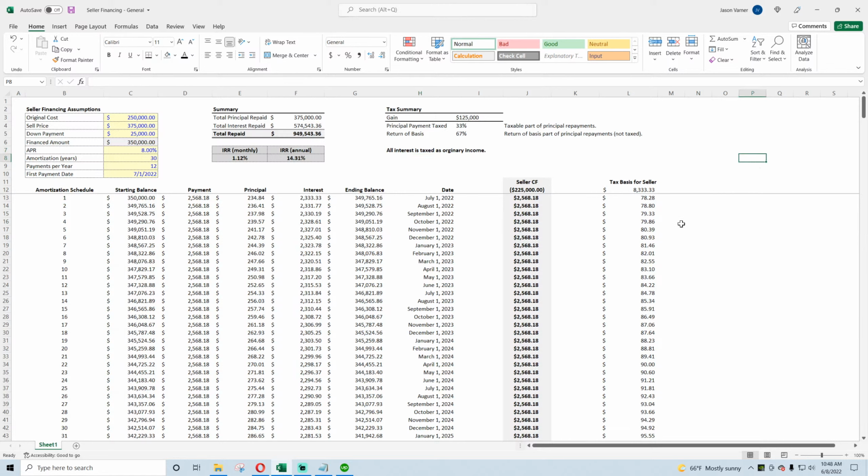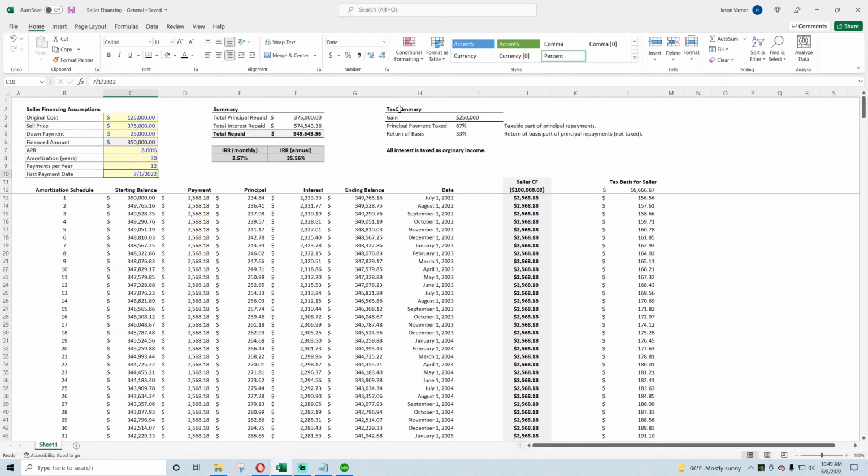All right. This is great. This is a great tool to use. I really think this IRR calc is very interesting from the seller's point of view, and that's all going to be determined based on the gain versus, or the cost versus the sale price. The down payment will also affect that, as well as the interest rate in the terms of the loan.